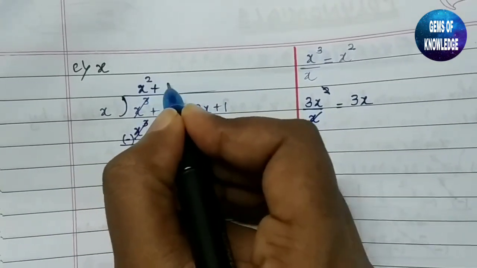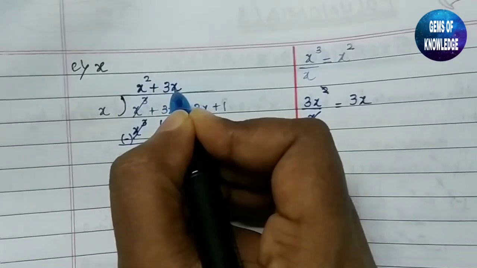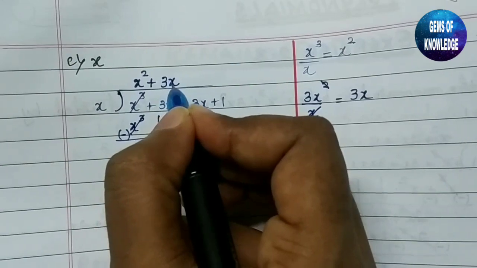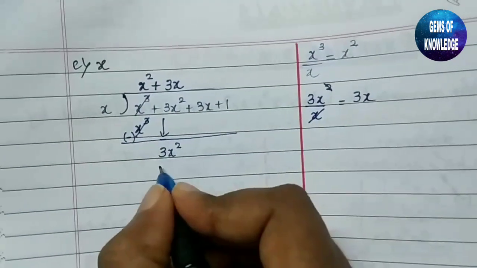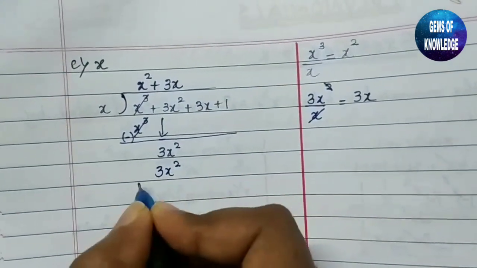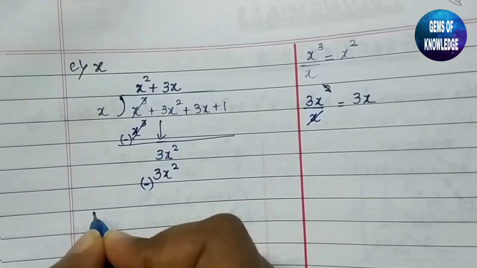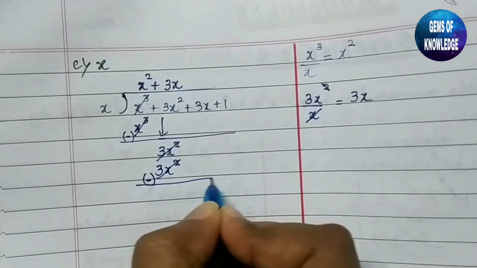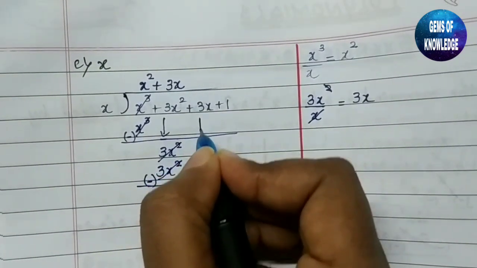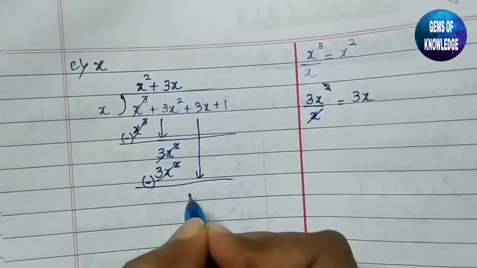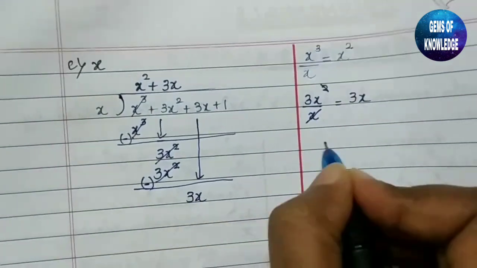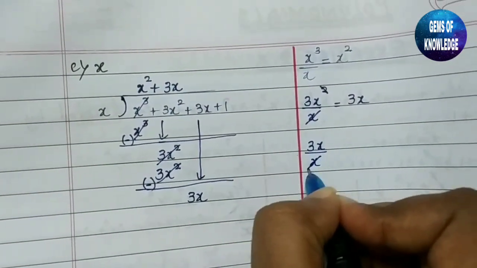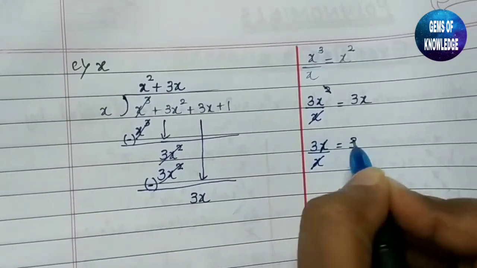So this 3x we are going to write it here, that is 3x, and again you multiply this 3x with this x. So we are getting 3x into x, we are getting 3x square. Okay, again you have to change the sign here and this one will be cancelled out. So we are remaining with nothing and this 3x we can take it down. So when again this 3x is divided by this x, x will be cancelled, you are left with only 3.